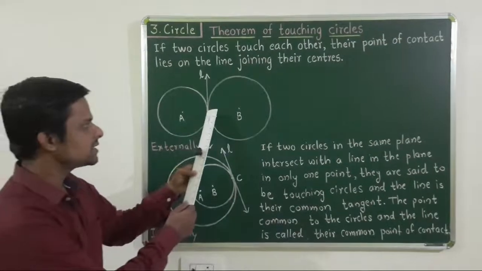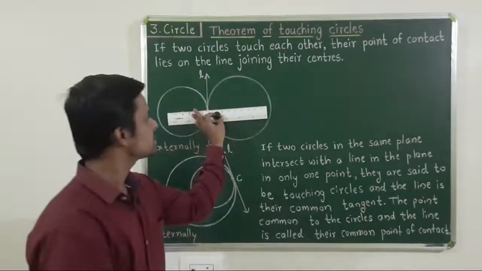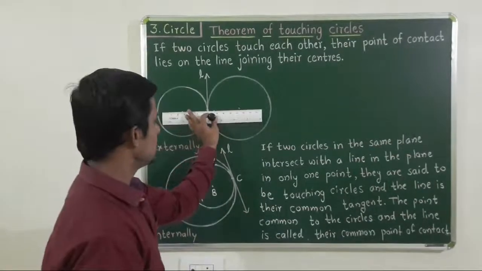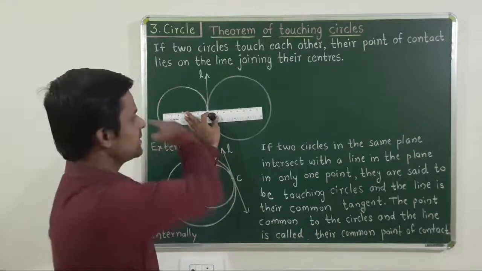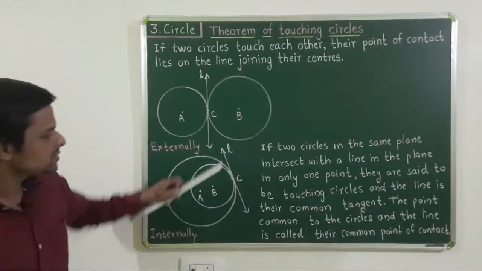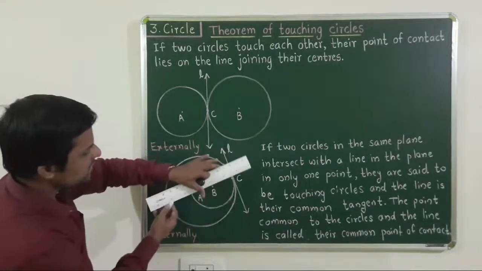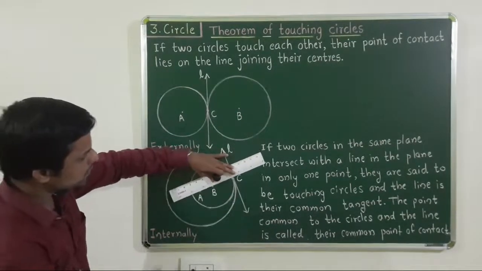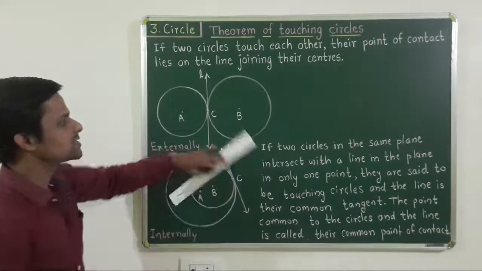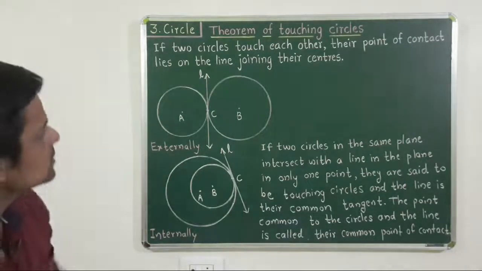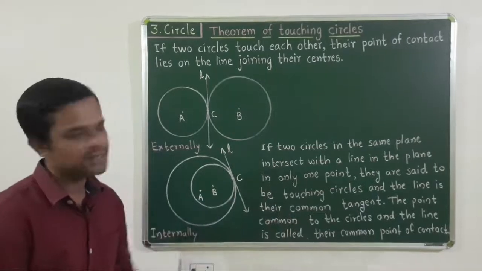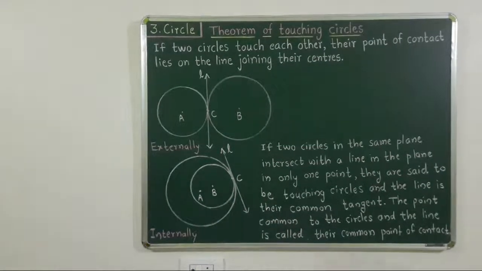Point C lies on the line joining their centers. Here points A and B are the centers, so we have to prove point C lies on line AB, meaning A, C and B are on the same line. Here also point C lies on the same line, meaning we have to prove points A, B and C lie on the same line. This is how to prove. If you want a screenshot of this definition, then take it. And we'll move towards the theorem.